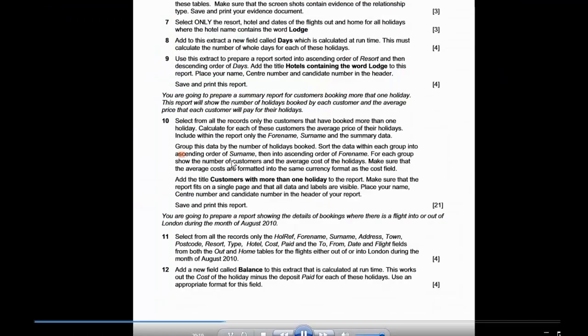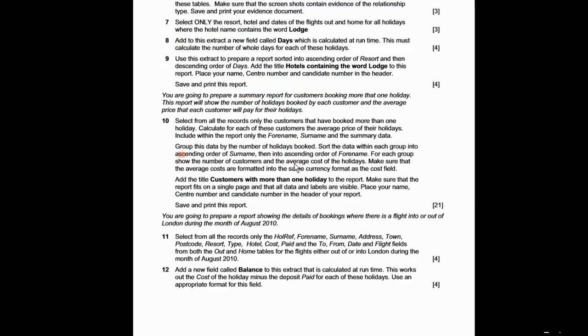Right? For each group, show the number of customers and the average cost of their holidays. For each group, show the number of customers and the average cost of the holiday. Make sure that the average cost are formatted into currency format as the cost field. Add the title this to the report and make sure the report fits on a single page, and that all data and labels are visible. Place your name, center number and candidate number in the header of your report. Save and print this report.